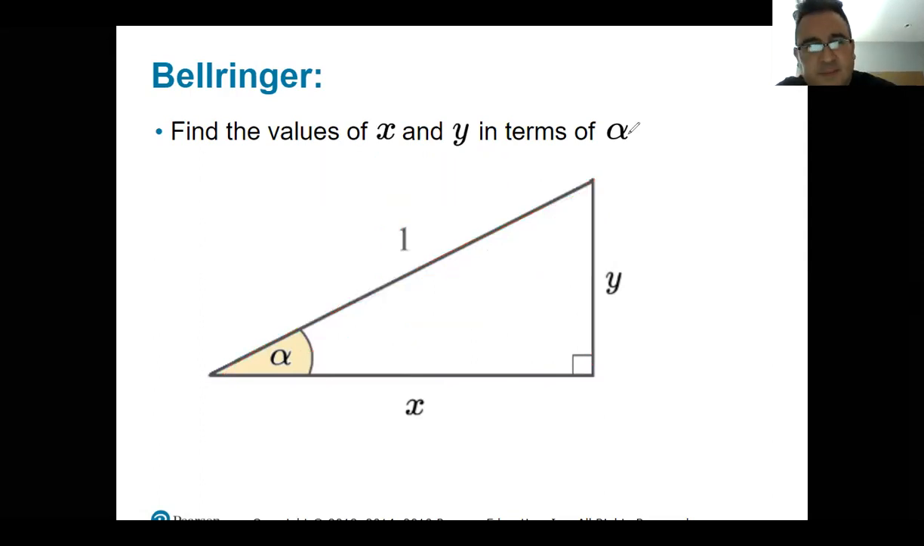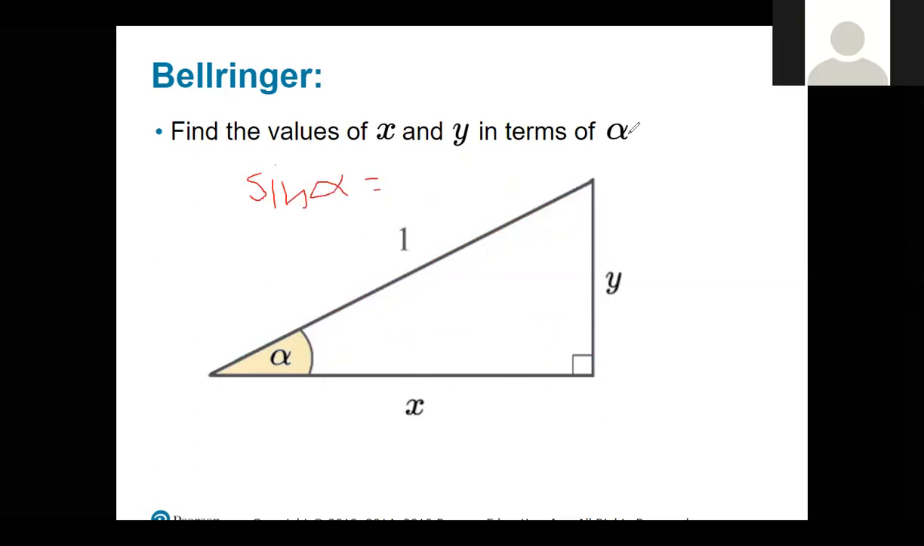Y is going to equal what? Sine of alpha is equal to opposite over hypotenuse, so Y over 1. Is that true? So it's just sine of alpha equals Y.